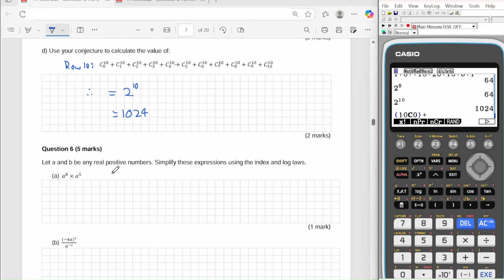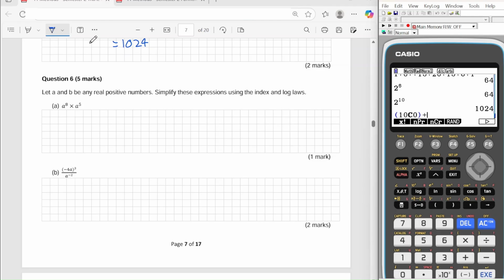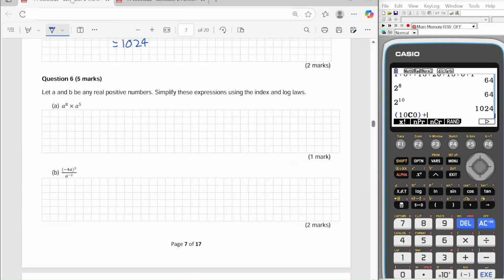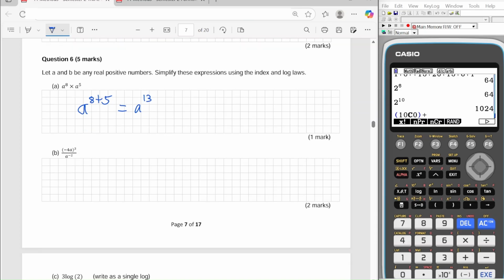Okay. Next one, a to the 8 times a to the 5. So this is where our formula sheet's going to come in handy. The index laws are all over this. So use your index laws. I'm hoping at this point you've sort of internalized a lot of the straightforward ones because they come up quite a bit. So try and remember them, but I've got them on the formula sheet just in case.